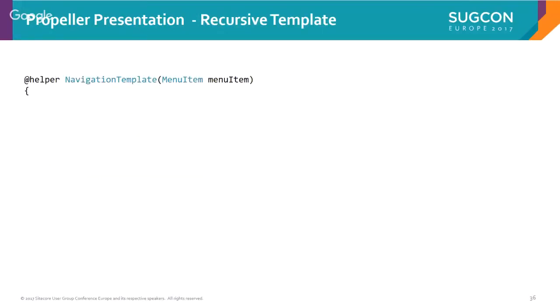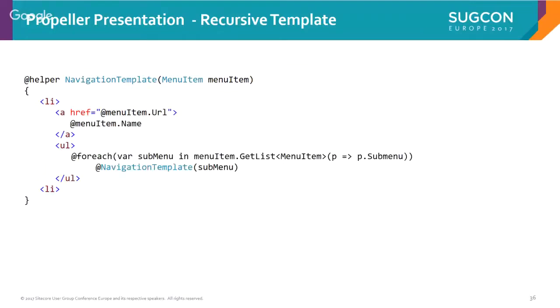A template looks like this, and in this example we have a menu item where we're going to do recursive rendering, where we just call ourselves again. The classic example is this menu structure where we can just render out as deep as it is. And then we just call it and throw in the model, and off we go.